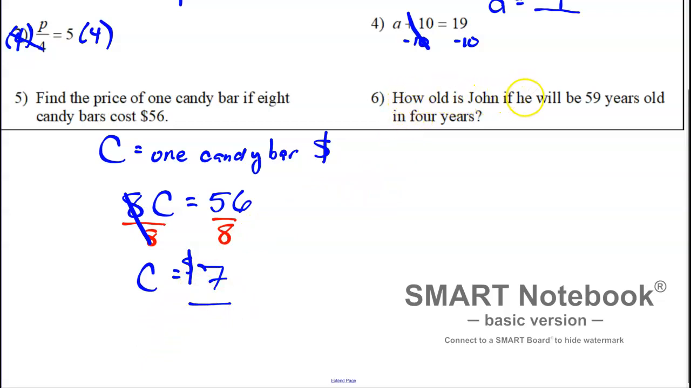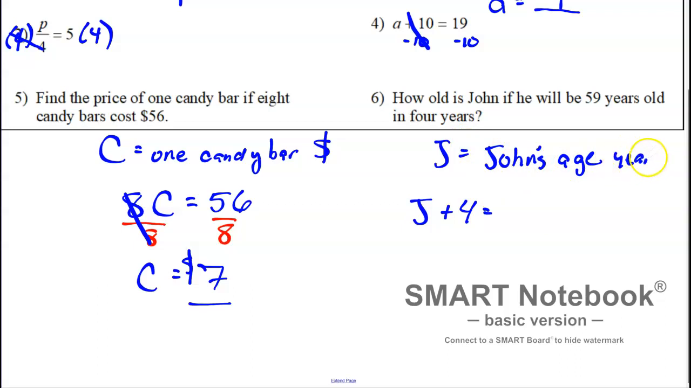How old is John if he will be 59 years old in 4 years? Okay, so let's put J equals John's age. Let's read it and try to understand what's happening. John will be 59 years old in 4 years. So John now, plus 4 years. J is John's age in years. John in 4 years will be 59.